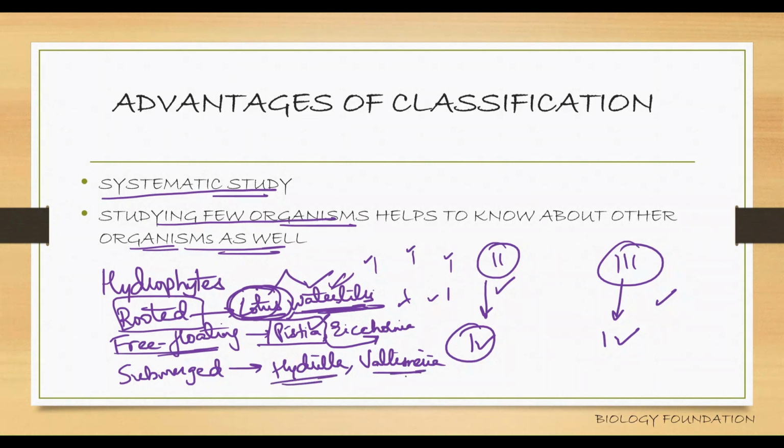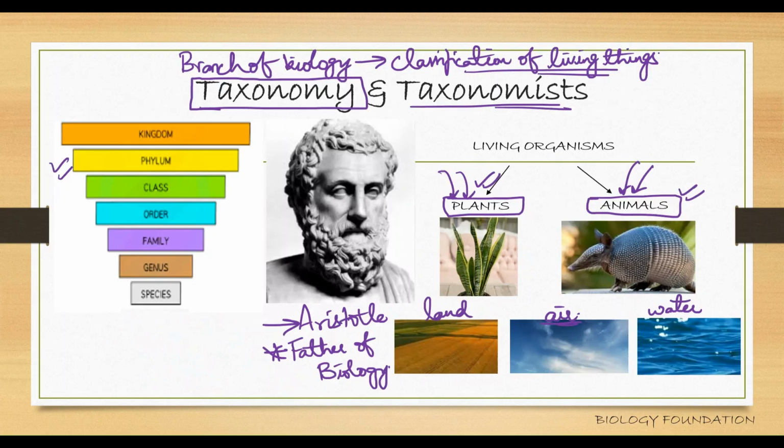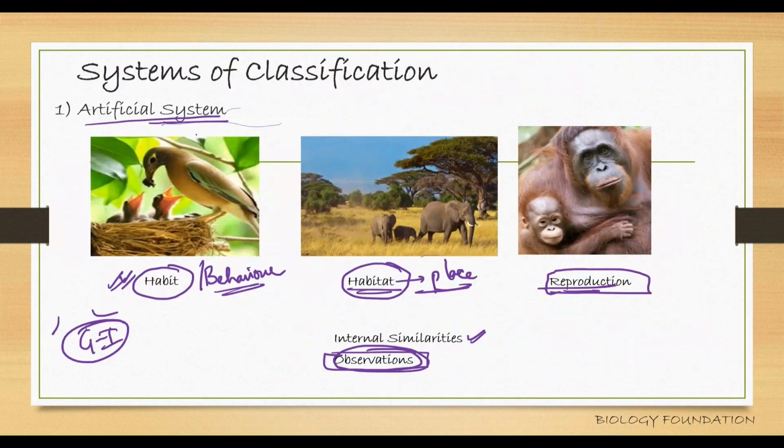Is it clear? And taxonomy is the branch of biology that deals with studying of classification of living organisms. And those scientists who deal with taxonomy, they are called as taxonomists. And for the first time, living organisms are classified into plants and animals by Aristotle, who is considered to be the father of biology. This I'll discuss in the next class, okay? Because it is a part of another system of classification.